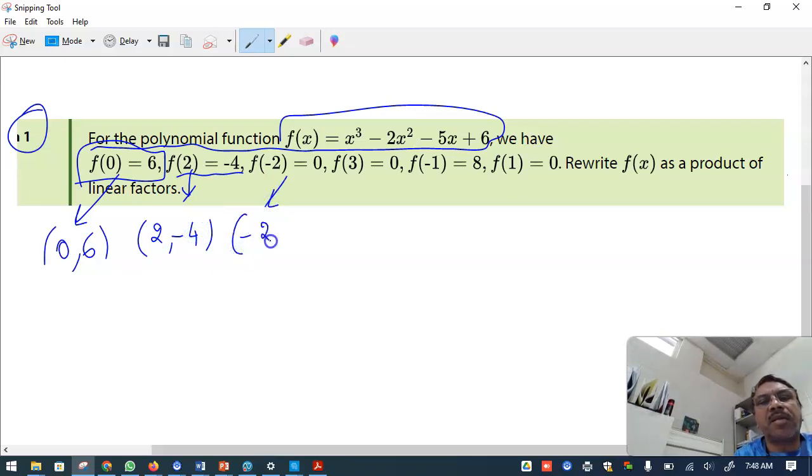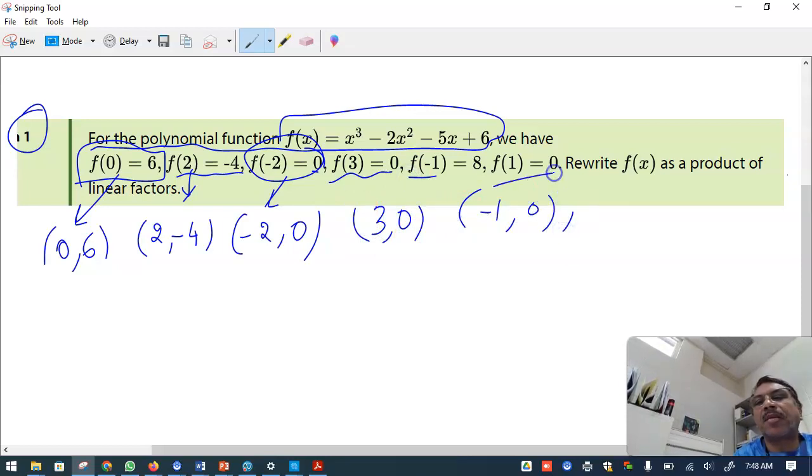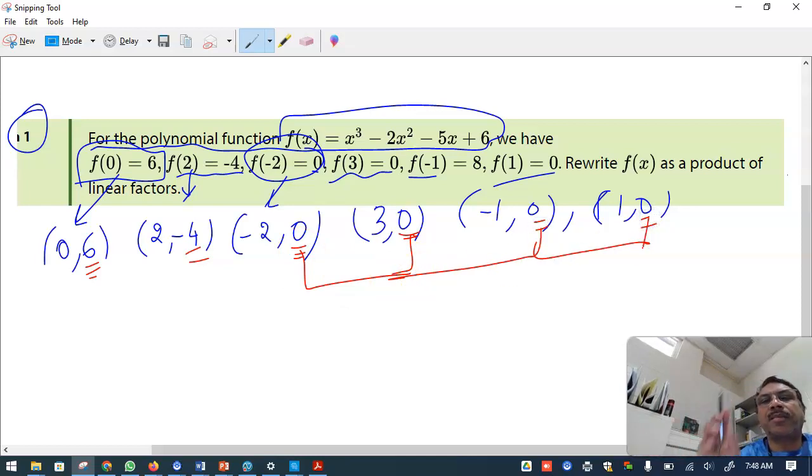When the input is minus 2, the y is 0. When the input is 3, it is 0. When it's minus 1, it is 0. And the last one is when the input is 1, the output is 0. So all you look for is the second number, the y output, and which ones are 0. You can see this, this, this, and this. So there are 4 of them that give you 0.